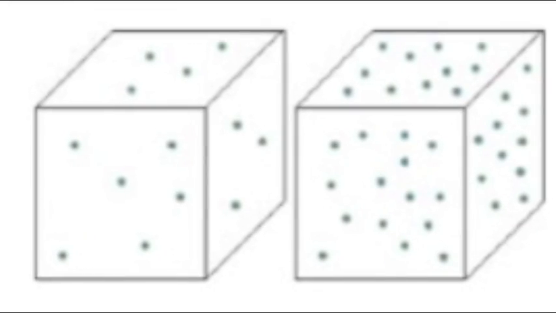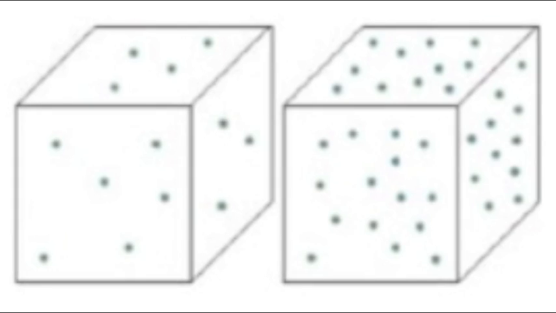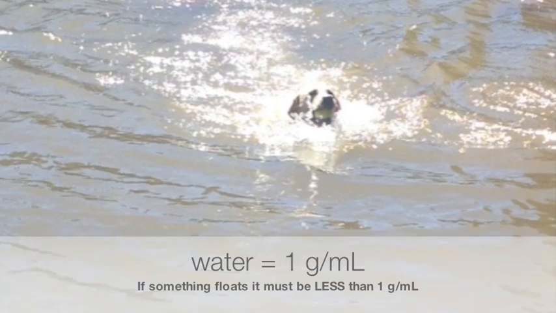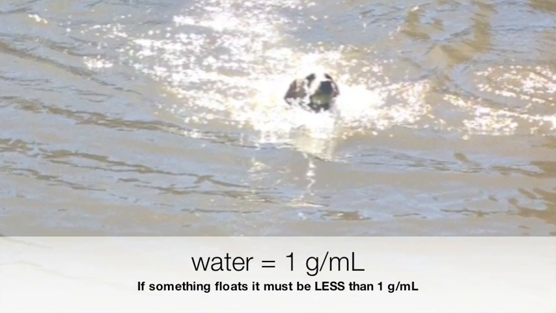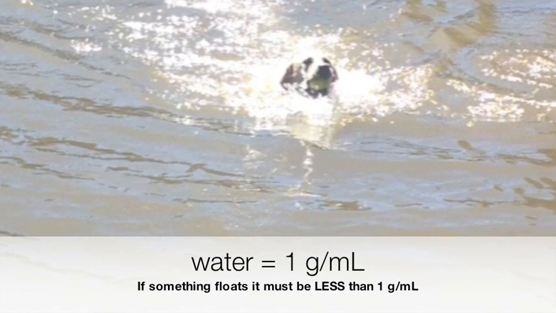The cube on the right has more stuff or dots in it compared to the one on the left in a certain space. So the one on the right is more dense. And here, Willow floats in the water because she is less than 1 gram per milliliter.